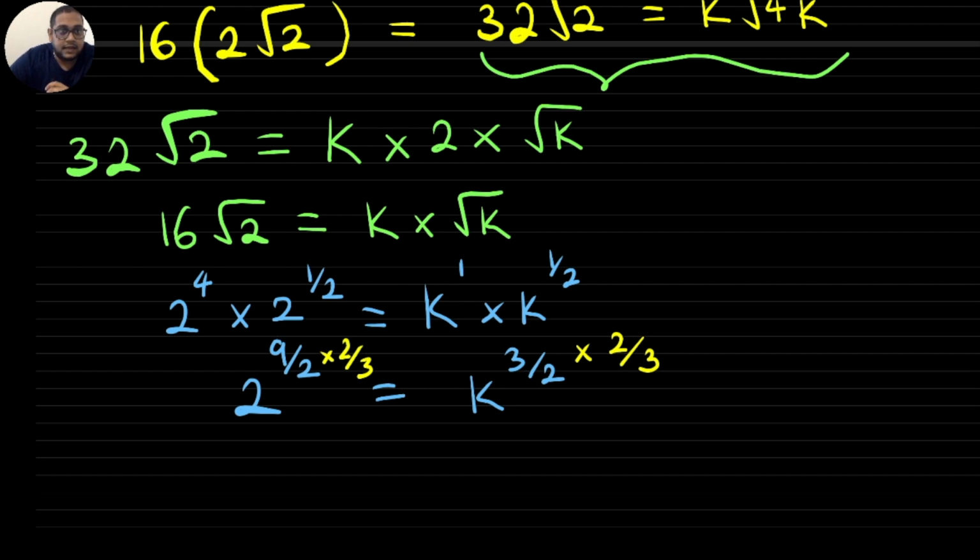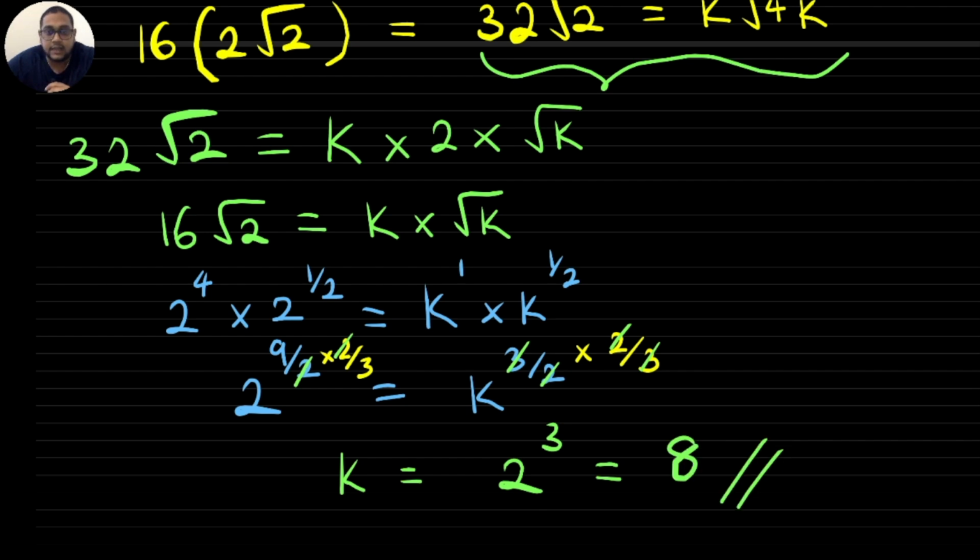which means I have now got the answer, because this 2 cancels off with this 2, 3 cancels off with this 3, and k would be equal to 2 to the power of, again here, 2 and 2 would cancel, 9 divided by 3 would be equal to 3. 2 to the power of 3 would be equal to 8. And this is your answer.